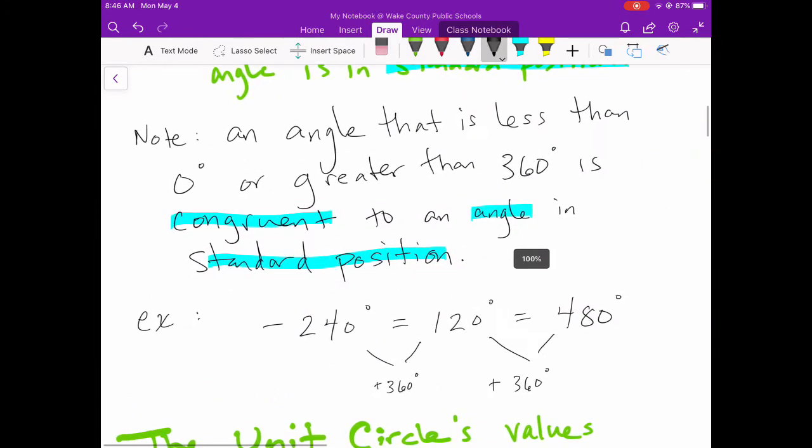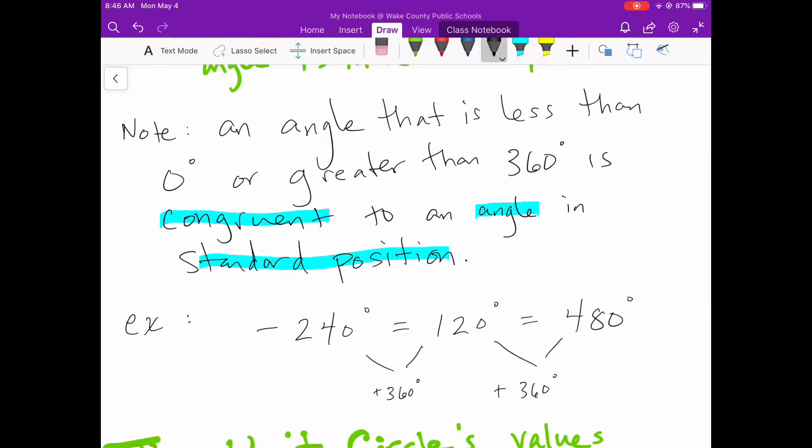Right here. Okay, so an angle that is less than 0 or greater than 360 is congruent to an angle in standard position. So in this little example I'm giving you, negative 240 degrees is equal to 120 degrees is equal to 480 degrees. All three of those angles are congruent. They're the exact same measure when it comes to an angle in standard position. So on the unit circle, where that terminal side would land, that point on the circle would have the same x and y value for negative 240 degrees, 120 degrees, and 480 degrees.